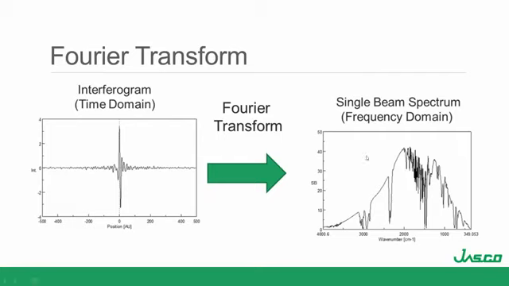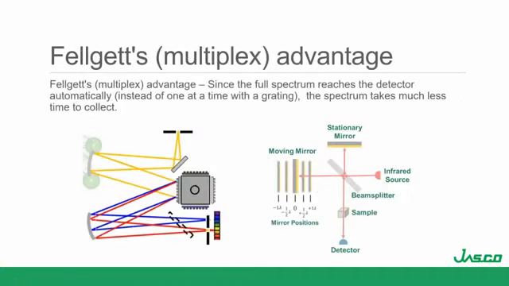So it uses the Fourier transform and converts it to single beam spectra in the frequency domain. Some of the advantages over the grating spectrometers: there's the Fellgett advantage. Since the light is hit one wavelength at a time, you have to wait for the entire rotation of this grating to get a spectrum. So it takes a lot more time to collect the spectrum with the grating than with this one, where it's pretty close to instantaneous.